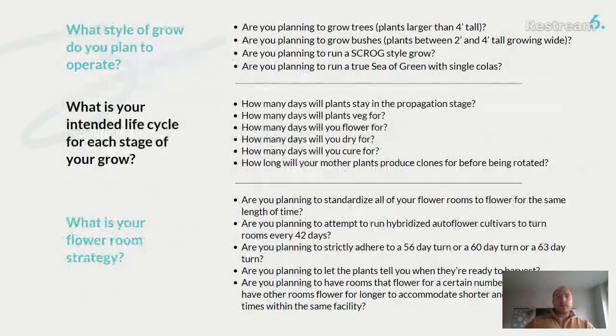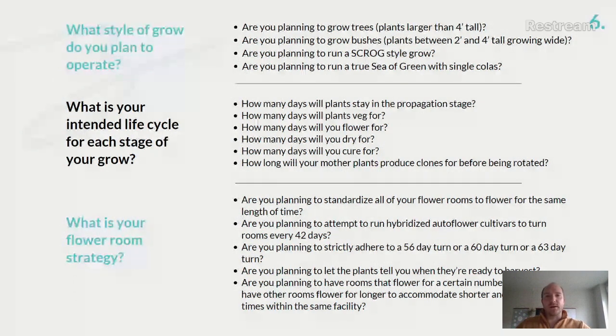From here, let's see, what style of grow do you plan to operate? And style, there's a depth of detail that I can go into here, but what I'm really specifically referring to is how big are the plants, how big, how tall, how wide. If you're trying to grow what I would call trees, plants that are larger than 4 foot tall, that's going to really inform whether even growing with a multi-tier racking system is feasible or really cost effective.